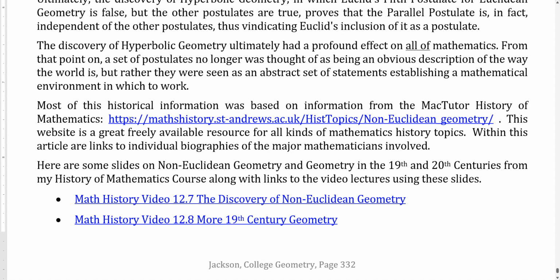Most of this historical information was based in part on the MacTutor History of Mathematics and several math history books that I've read. But this is a really good source here. You can see the link to it there. It's put together at St Andrews in Scotland, and it is a fantastic source of historical information that's freely available online. They have biographies of many mathematicians and lots of articles about different mathematical things.